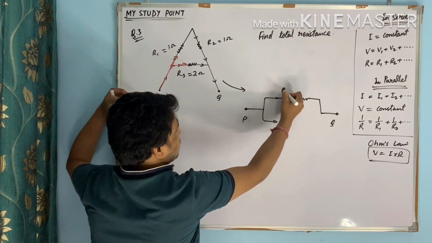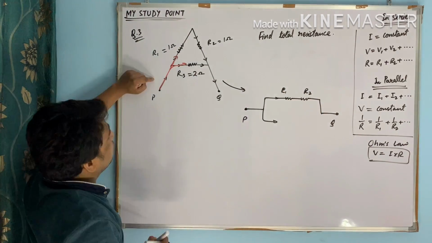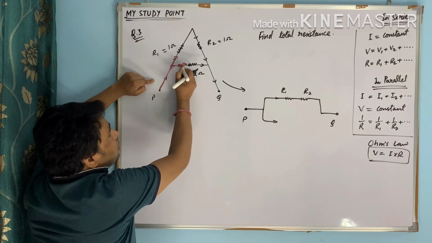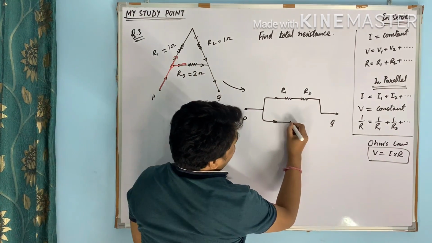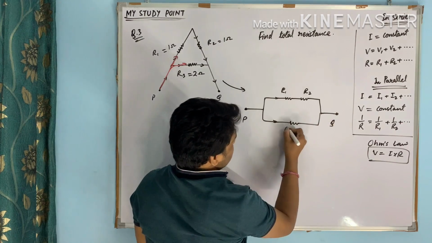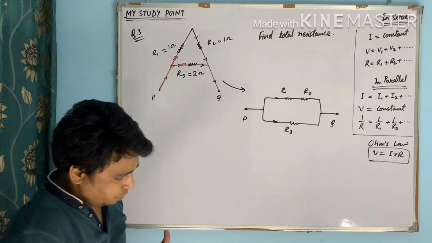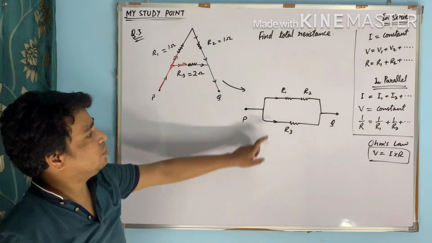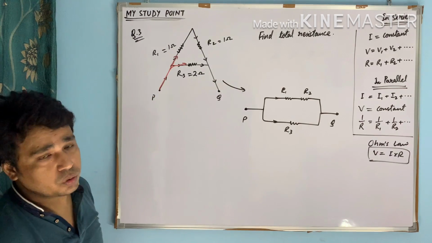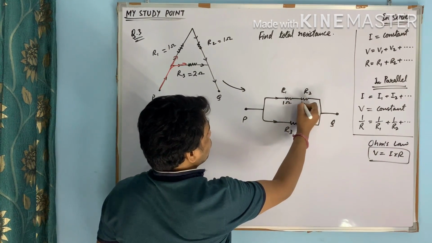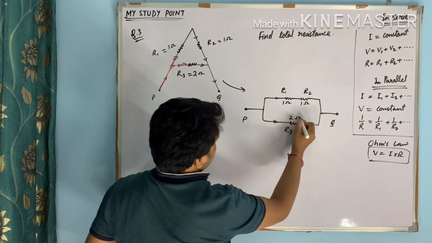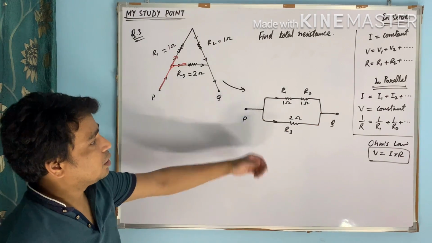Okay, this is R1, this is R2, and when current passes through the bottom part, it goes straight to point Q. This is R3. If you remember the previous diagram, this is the previous diagram also. This one is 1 ohm, this one is also 1 ohm, this is 2 ohm. So you can solve it by saying the diagram also.